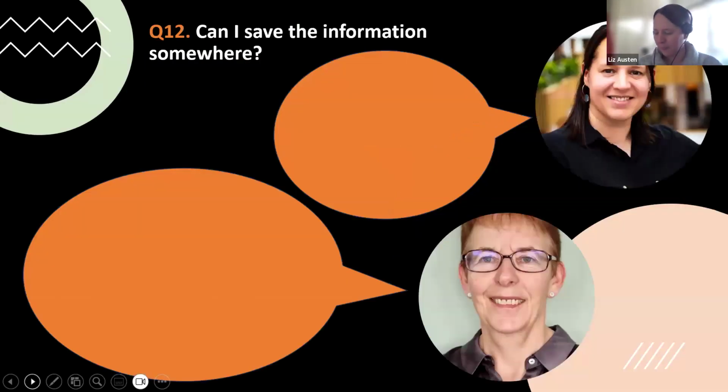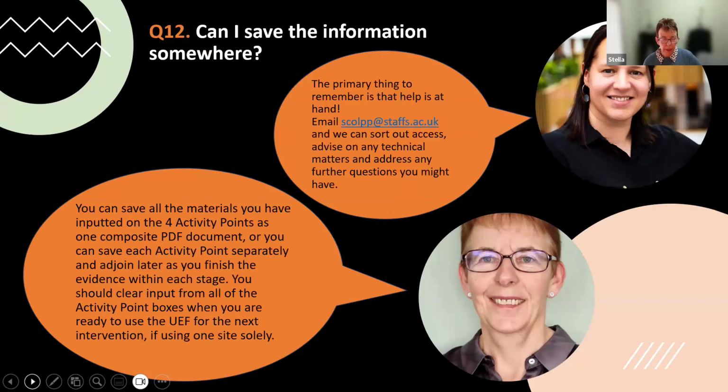Okay. Can you save the information somewhere? Off you go, Liz. Point away. So yeah, you can save it all, as she said. You can click and save it as a PDF document. You can save each activity point separately and join it later. And as Liz already mentioned, if you're using one site only and you wanted to start again, you would just clear it out and start with a different project. But as I say, the potential is now there to add other sites as well, so you could work on something else without having to clear it all the time.